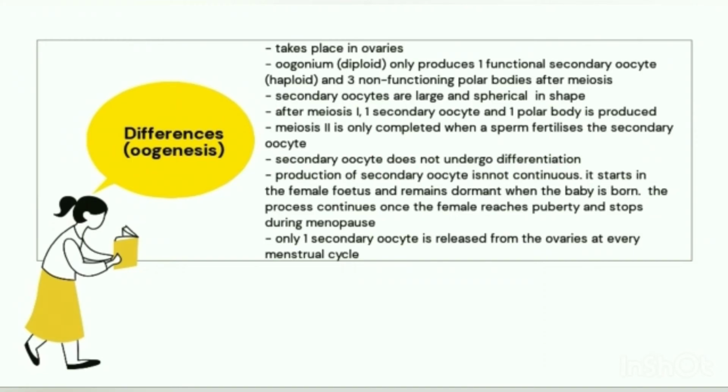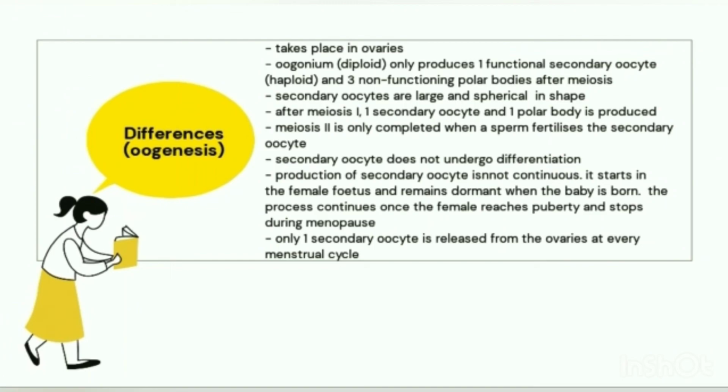Next, oogenesis. It takes place in the ovaries. Oogonium, diploid, only produces 1 functional secondary oocyte, haploid, and 3 non-functioning polar bodies after meiosis. Secondary oocytes are larger and spherical in shape. After meiosis I, 1 secondary oocyte and 1 polar body are produced. Meiosis II is only completed when a sperm fertilizes the secondary oocyte.